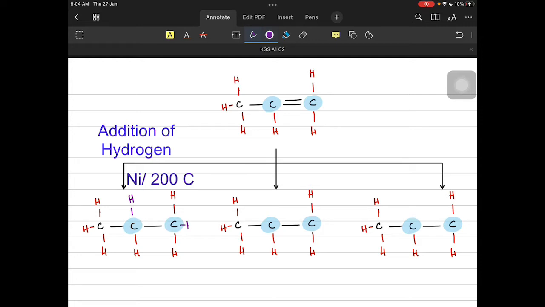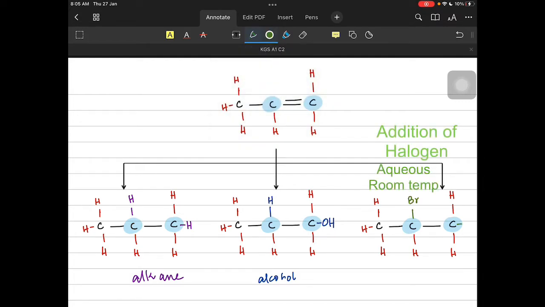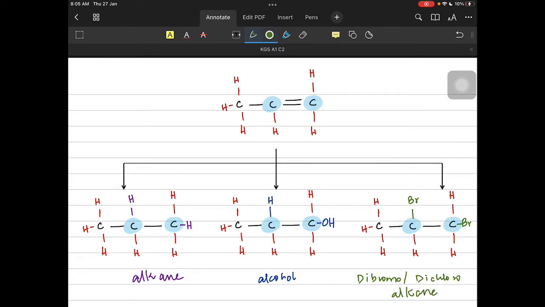There's addition of hydrogen in the presence of nickel, where we add two hydrogen atoms and we get an alkane. There is addition of steam in the presence of phosphoric acid, where we add H and OH on the carbons and we get an alcohol molecule. The third one is the addition of halogen in the aqueous state at room temperature, where we add two halogen atoms and we get either a dibromo or a dichloroalkane because we are adding two halogen atoms.